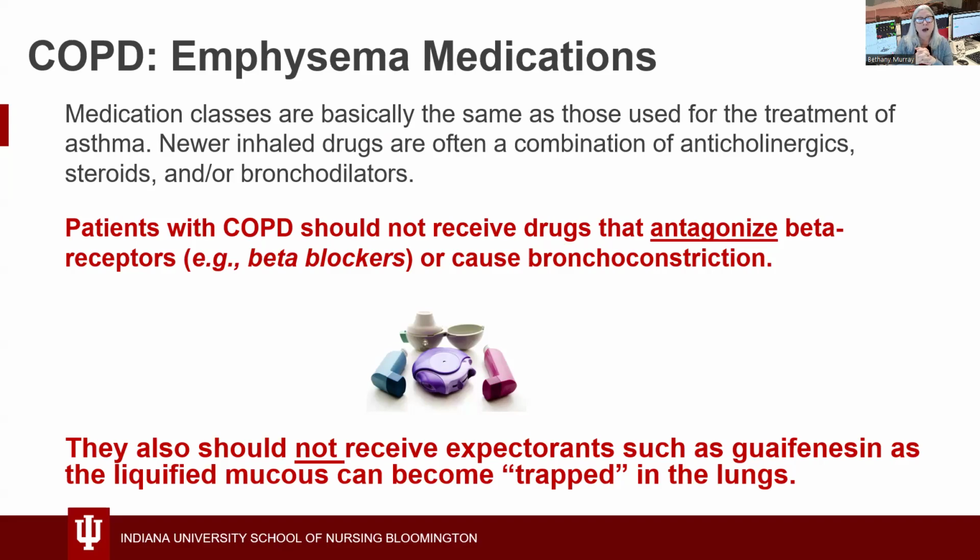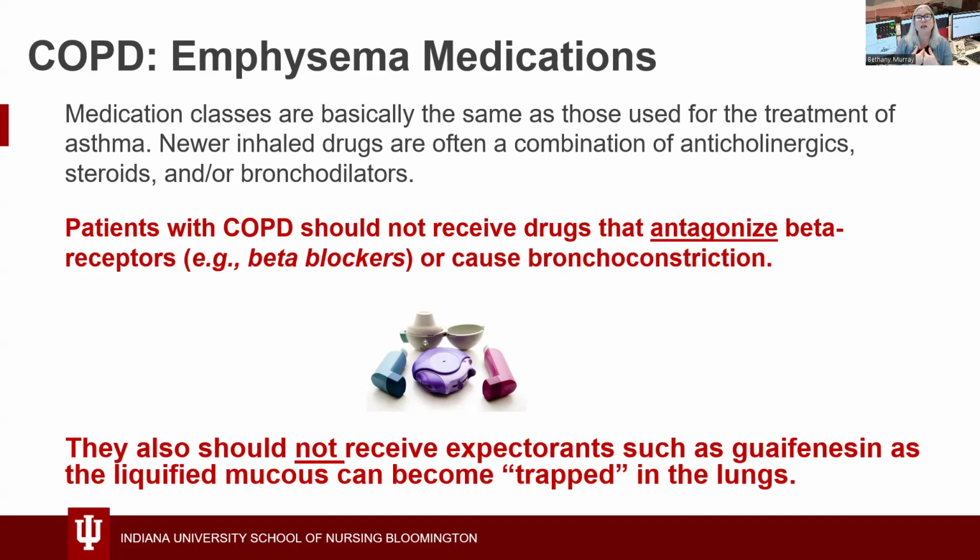Okay. People with COPD should not be using beta antagonists. So think about that for a minute. We're stimulating the sympathetic nervous system in the lungs. So why would we give a beta blocker for, say, the heart or the blood pressure? Because we're going to be blocking the beta adrenergic system. So it's going to go against what we're trying to do in the lungs.